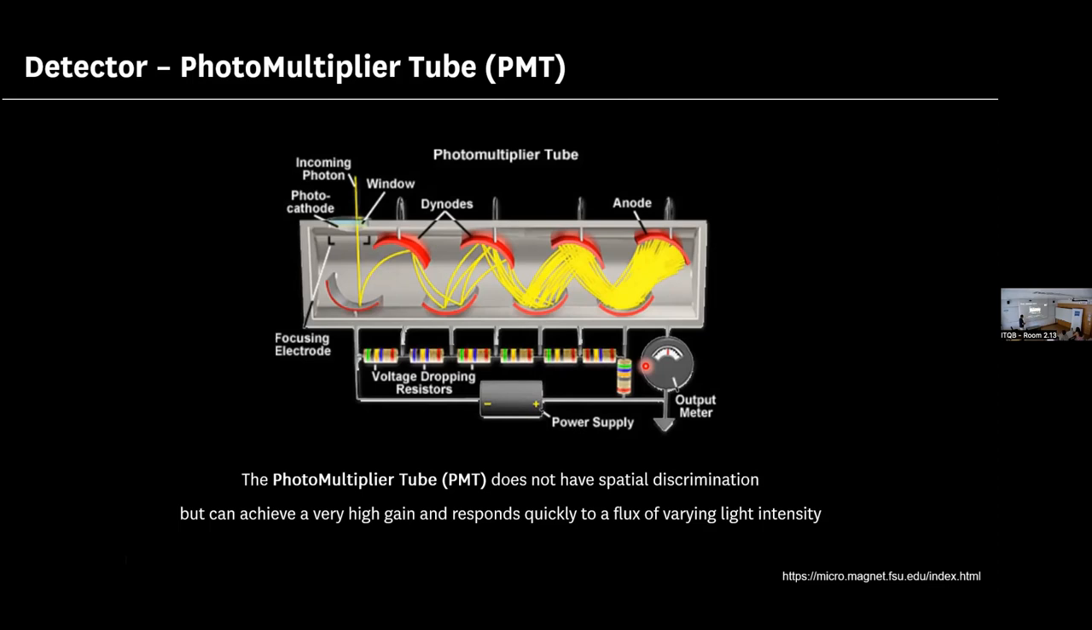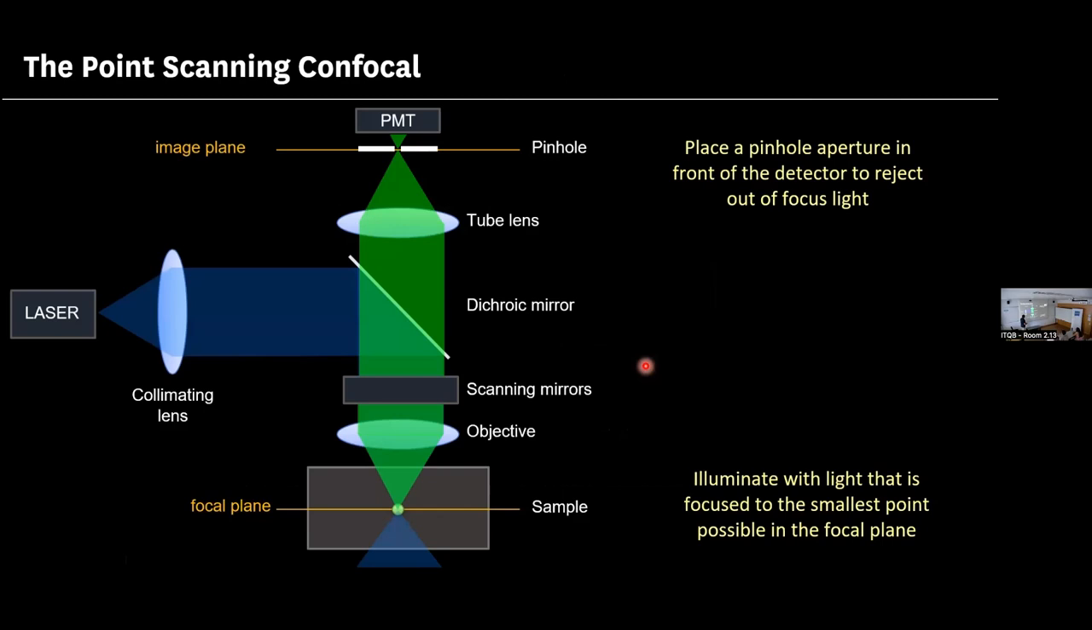And so we can count, we can detect, we can generate an electric signal from photons that come from a single point in the sample. But how do we make an image? In order to make an image, we need to add scanning mirrors to the confocal. So we need to find a way to move this point in the sample.